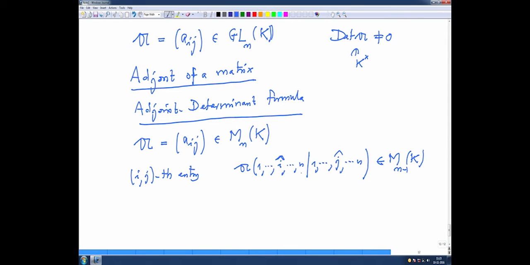So the determinant makes sense. The determinant of this matrix A 1 i this n 1 j, this is some scalar. This scalar I am denoting by capital Aij. It depends on i, it depends on j, and it is some scalar.